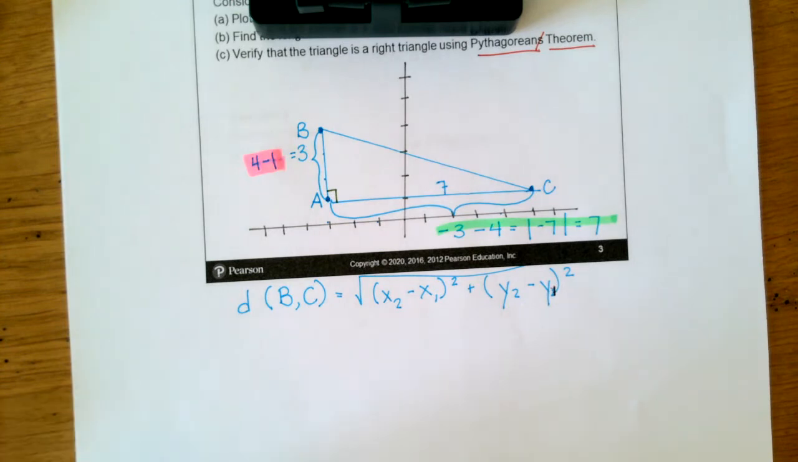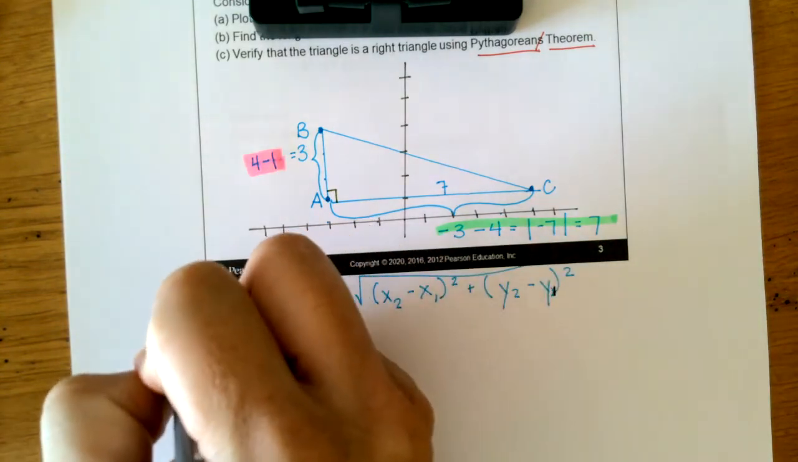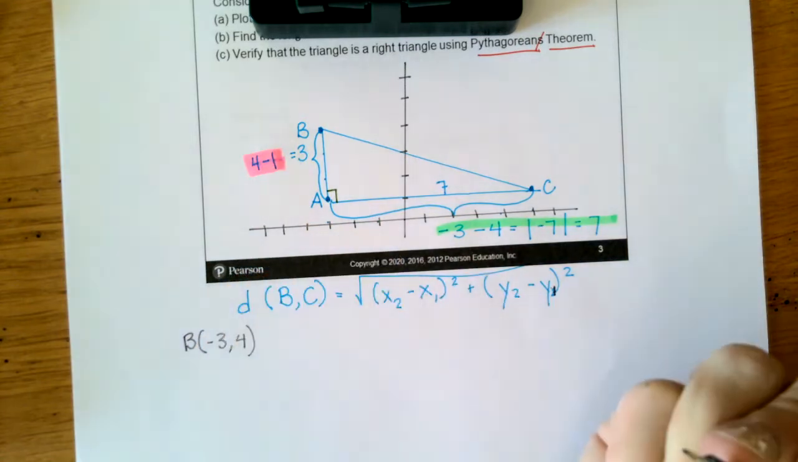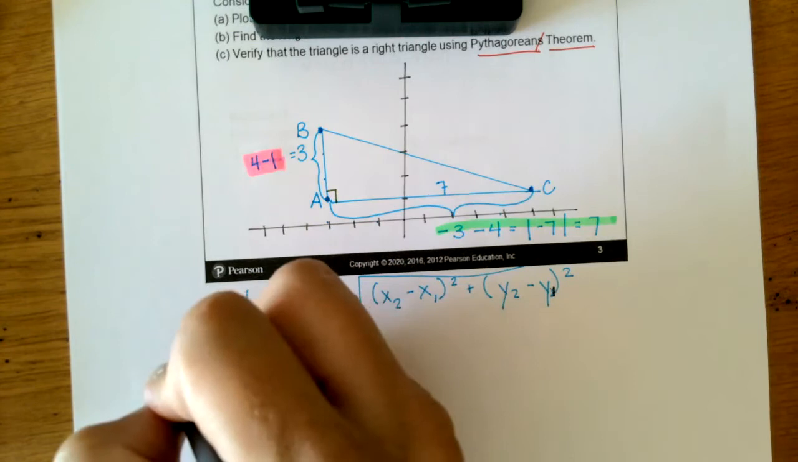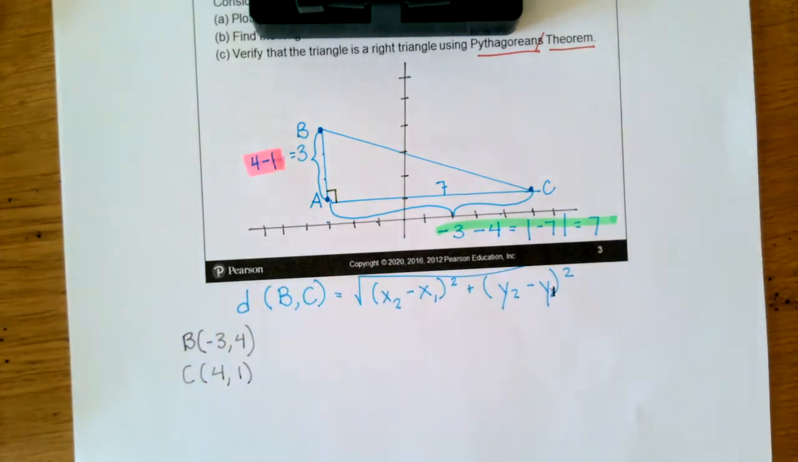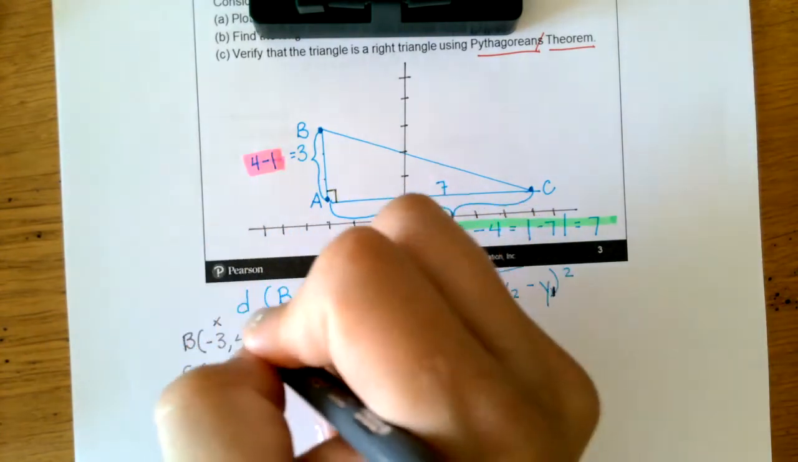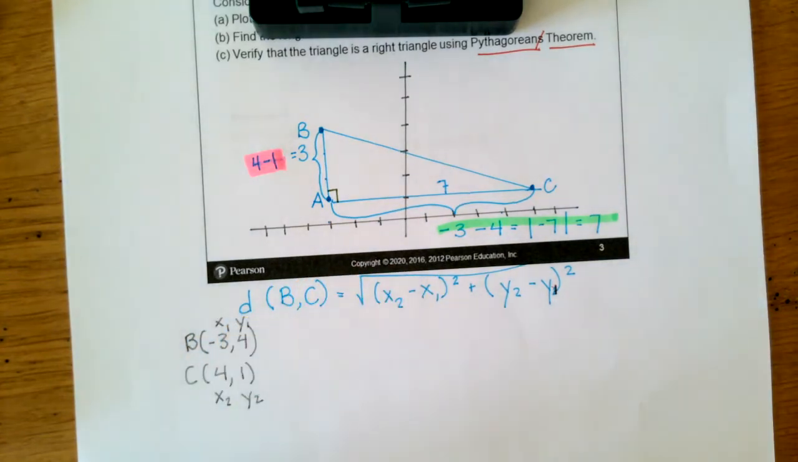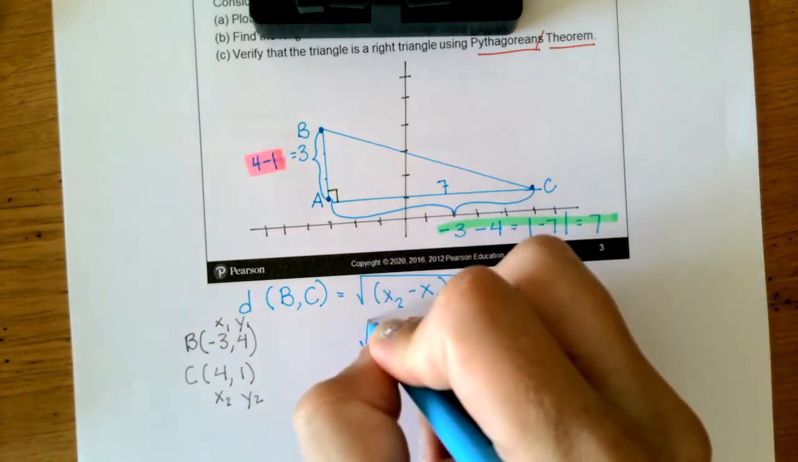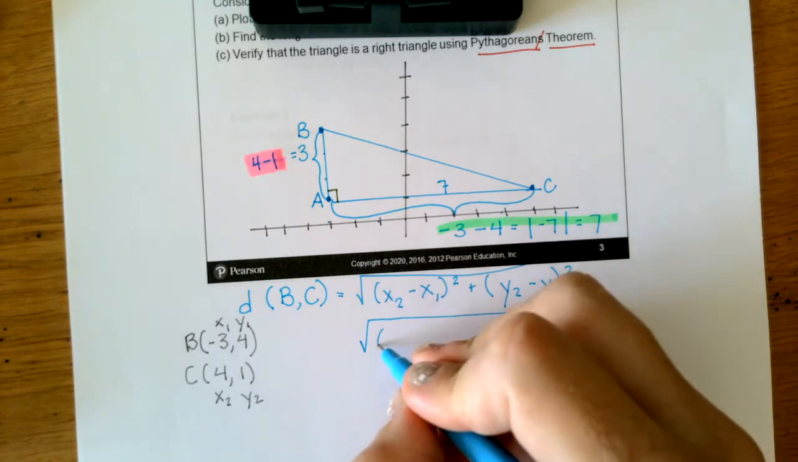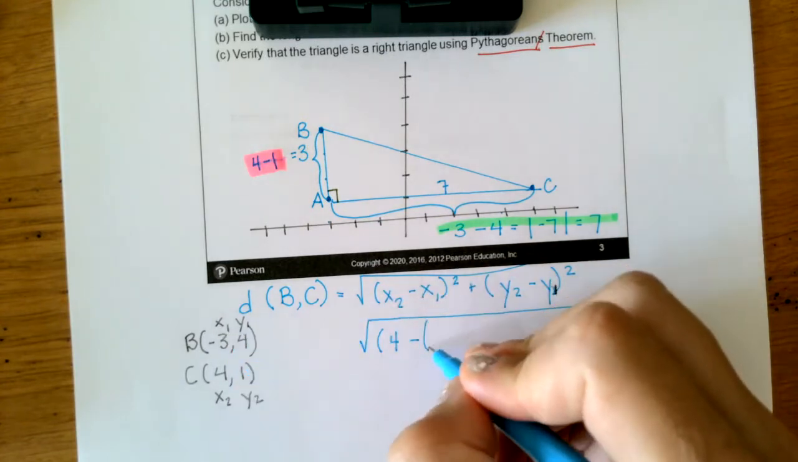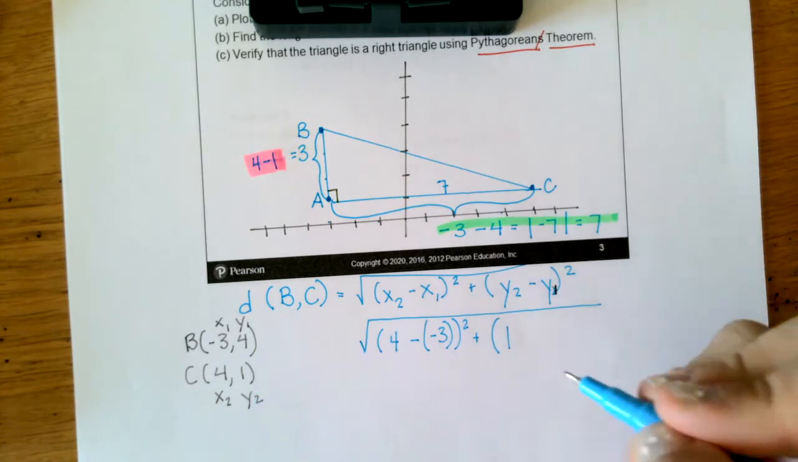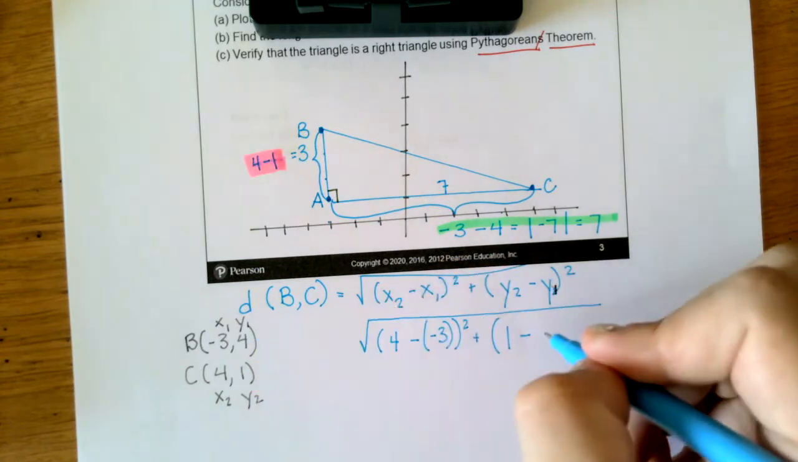So my B was -3, 4. And my C was 4, 1. X1, Y1, X2, Y2. X2 is 4. X1 is -3. Y2 is 1. Y1 is 4.